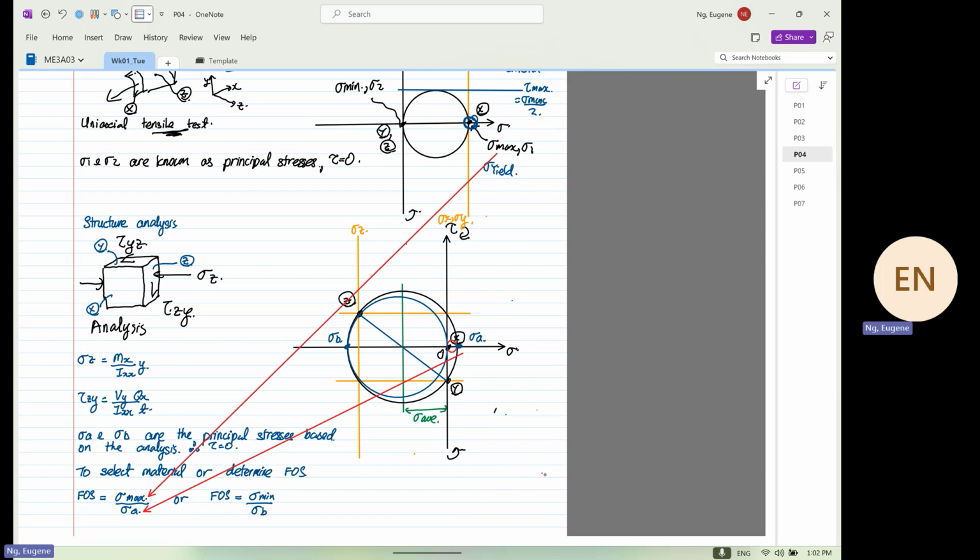Because why? What have we done with Mohr's circle? With Mohr's circle, we know that there's shear at point Y and point Z. But in this circle, there are also what? Principal stresses. And for the principal stresses, the shear stress is equal to 0. And this is how you calculate or determine the factor of safety. So in a nutshell, what am I doing to you now?